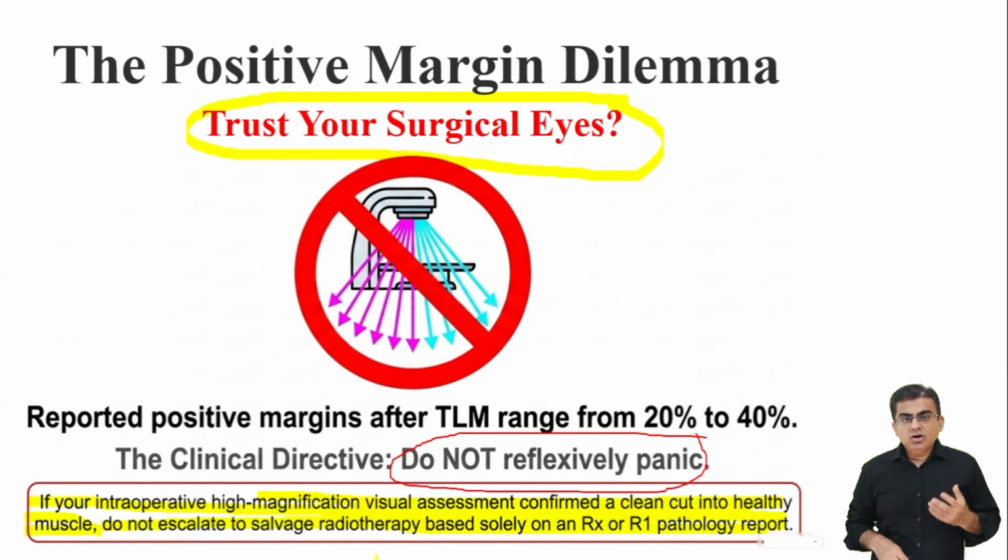Remember our core objective from the beginning of this module. We must always protect the patient's radiation for a true and proven recurrence in the future. Instead of radiation, we use a very specific surgical protocol to safely verify if there is any disease left.